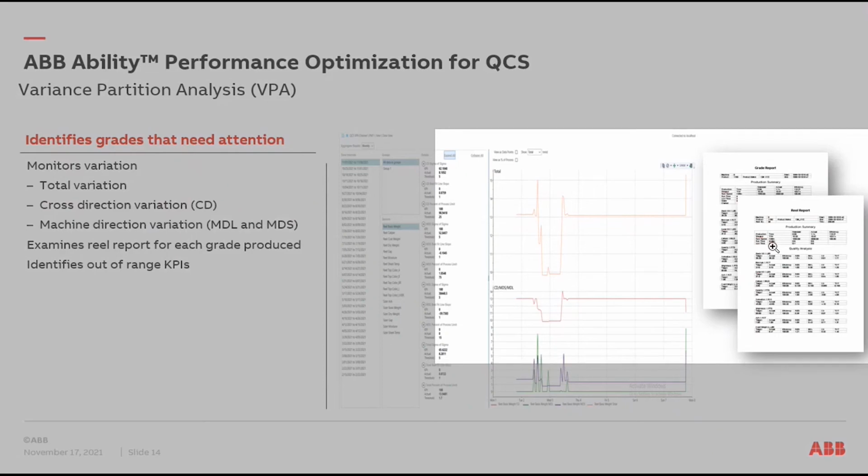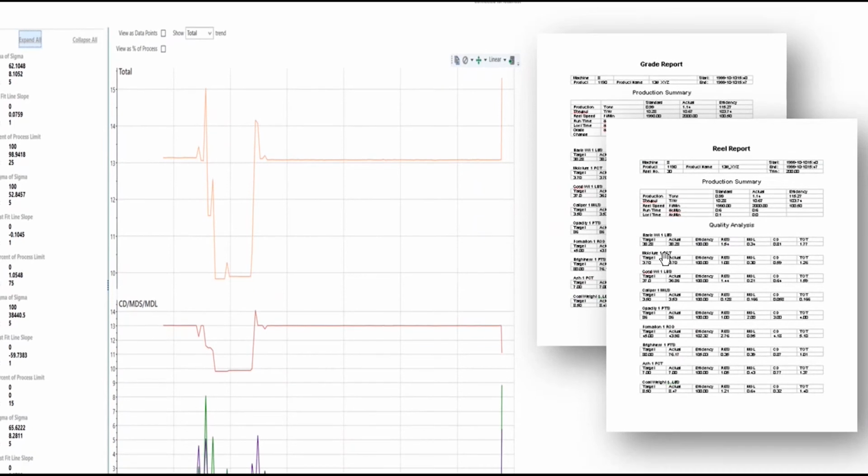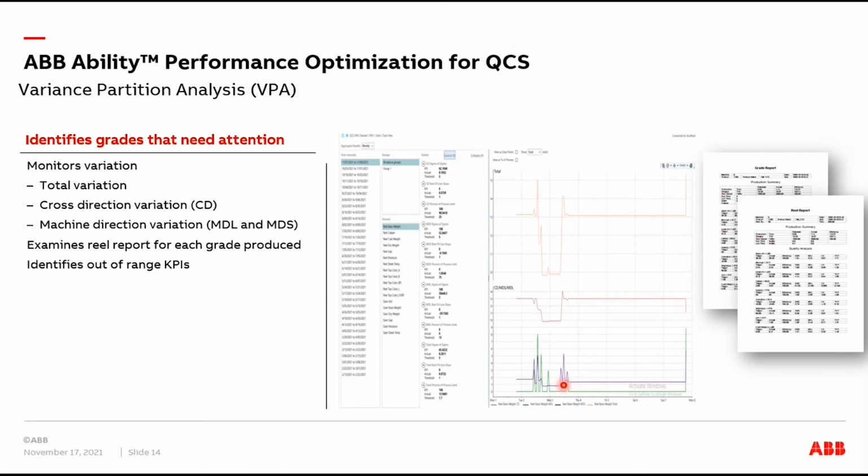So when we have a paper machine and at the end of the shift the reports are generated, it looks something like this, where we have a quality analysis below the production summary at the end of the reel. For each measurement we have the actual value, the target value, the efficiency, MDL, CD, and the total. So with this tool, we will capture all these values. We will also capture the production data for analysis purposes. So this is the raw data view.